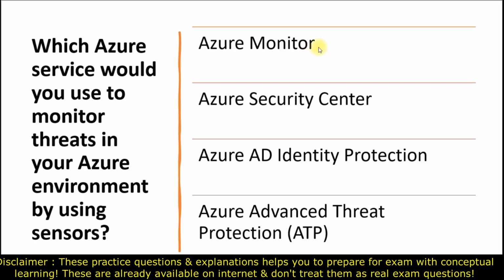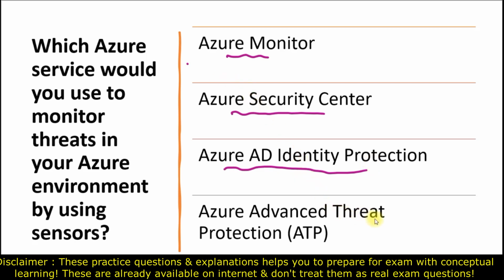Next, we have Azure Security Center. Azure Security Center is the service which helps us secure our environment, whether it is on premises or in Azure. So this is not for monitoring threats. When we talk about Azure AD Identity Protection, it mainly protects our identities, like our usernames and accounts, and we can use multi-factor authentication under AD Identity Protection as well. So this is not the service which monitors threats.